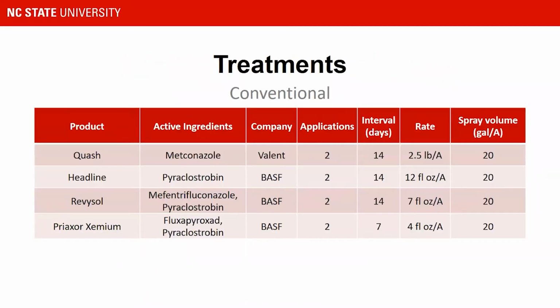So several of the products we used, we looked at metconazole, pyraclostrobin, a Revysol product, which has mefentrifluconazole, pyraclostrobin, fluxapyroxad, and pyraclostrobin, which is propiconazole. So there's several different conventional products we looked at, and none of these are labeled.